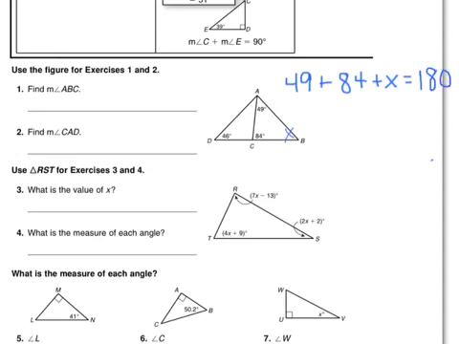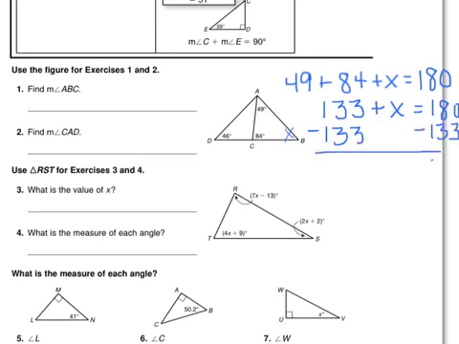Okay? So from there, I would say to myself, well, what does 49 plus 84 equal? I think it's 133, but I want you to check it. Yeah, I'm right? What would I do from here? You would minus 133. Good. Subtract 133. And I end up with X equals 47 degrees.